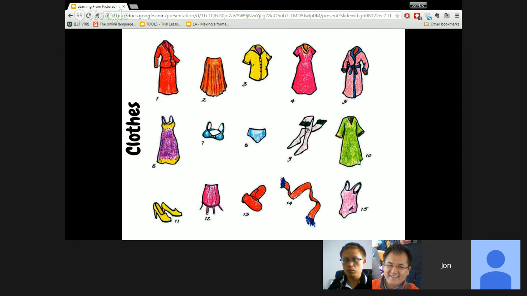Class, do you know what number 12 is? I'll give you a hint. This has not been worn since 1952. Number 12. It was worn by your grandmother. It's not worn anymore. Number 12. Do you know what number 12 is? We'll come back to 12.